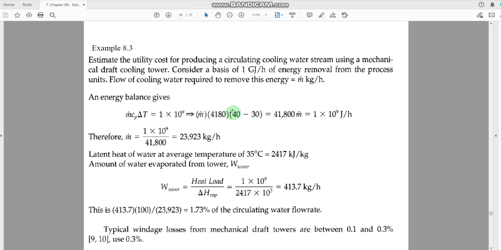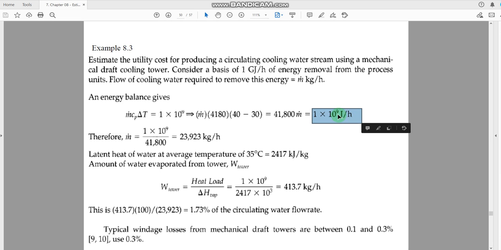So for the cooling tower, we can see this range that it is between 40 to 30 degrees. So it goes into the cooling tower at 40 degrees and returns at 30 degrees centigrade. So you can put the values here. So that comes out to be 41,800 multiplied by the mass flow rate, and how much energy it has to remove: 1 gigajoule per hour. So you can convert this one into joules per hour.